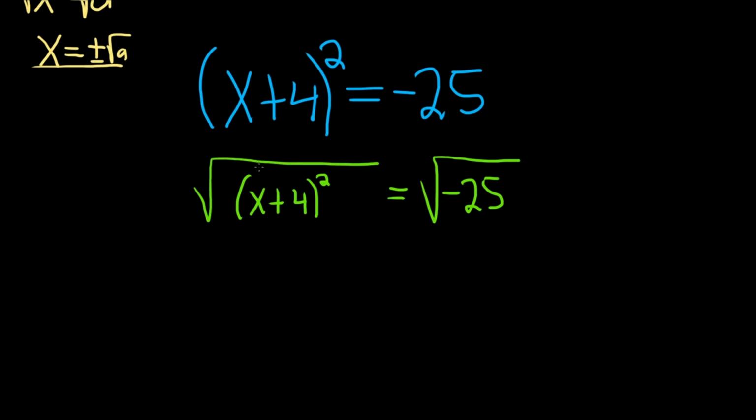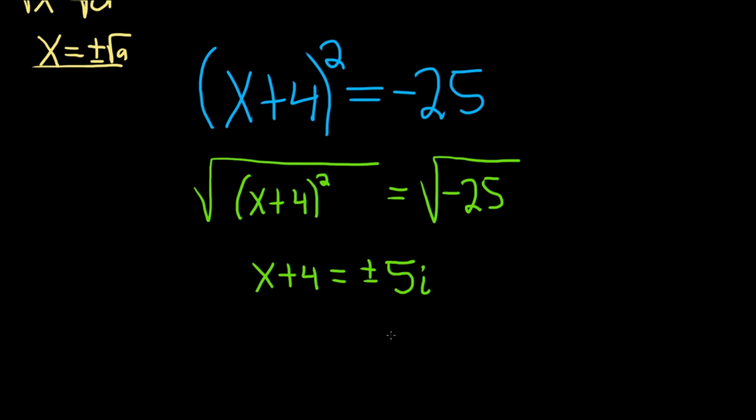All right, and again, these go away, the square root and the 2. So you get x plus 4. And then here we're going to get a plus or minus from the square root property. And the square root of 25 is 5, but we have a negative sign inside the square root. So that's going to give us an i. So we get plus or minus 5i.